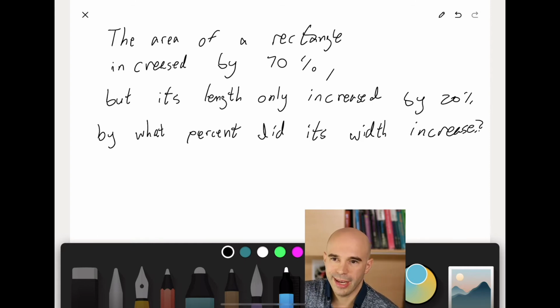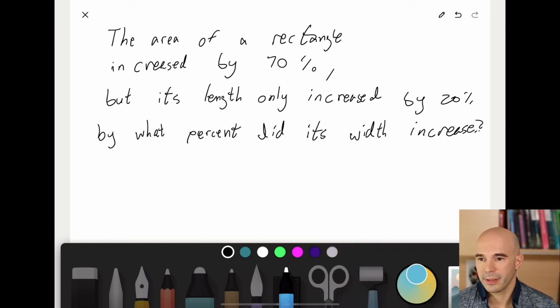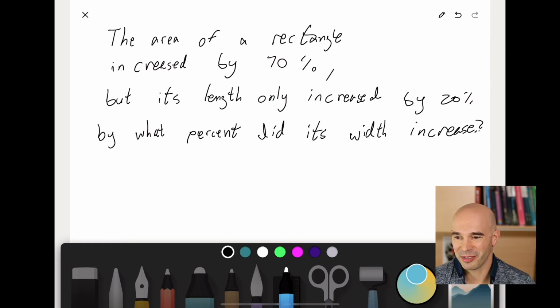Instead of a K percent increase, we have a 70% increase. Instead of an M percent increase, we have a 20% increase, but otherwise this is the same question, because the width is the ratio of area to length. So how would we solve it?